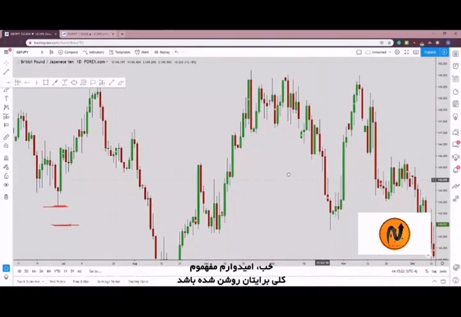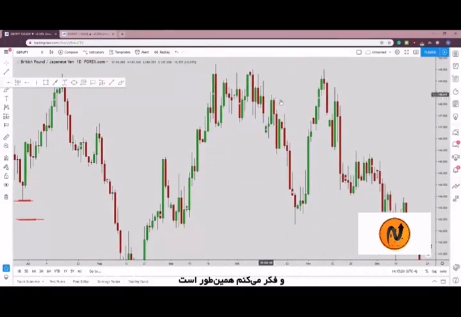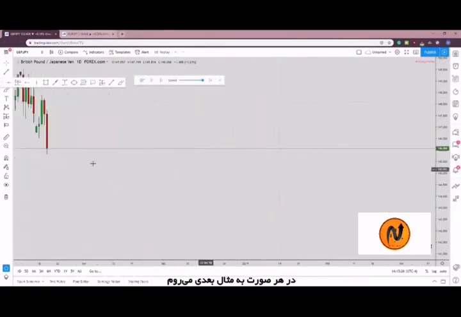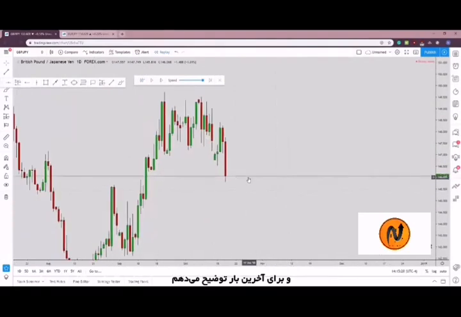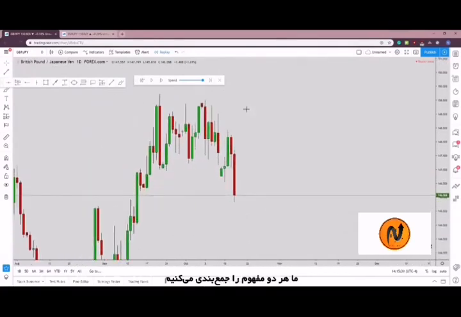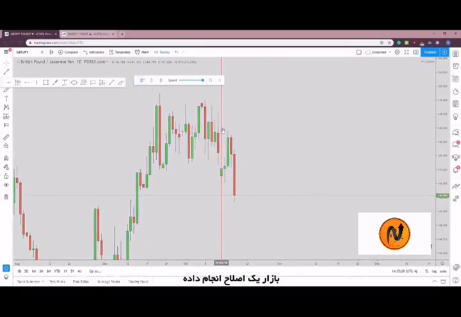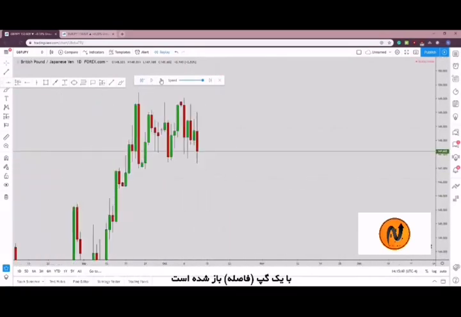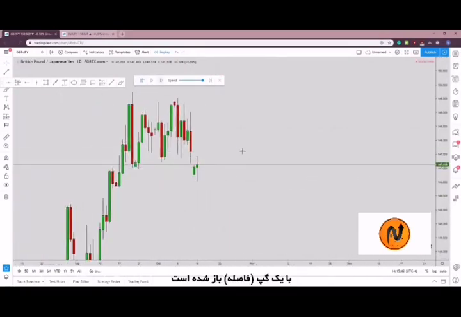Now I hope the concept is pretty clear, and I think it is. Anyway, I will go with another example just to clear it up one last time. The market makes an impulse. In this case we will be summing up both the concepts. The market makes a retracement, basically an impulse to the downside. It opens with a gap, and it creates a low, because this low here is lower than this low here.